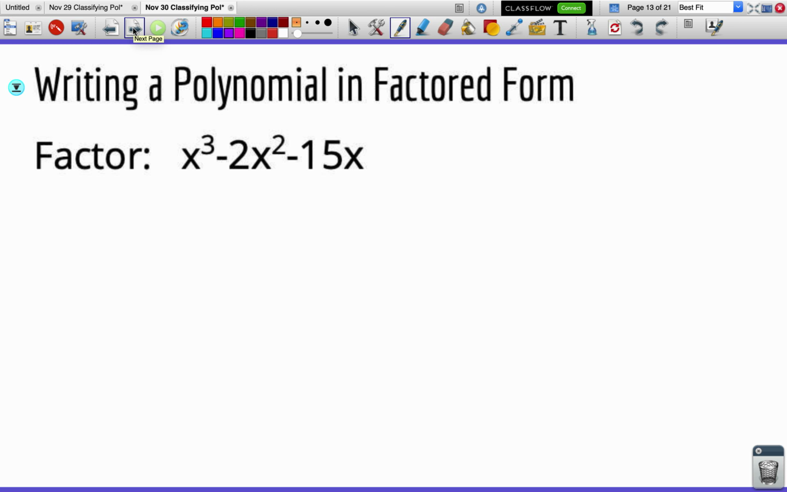All right. So I'm going to take a quick break here, and then we're going to talk about factored form.